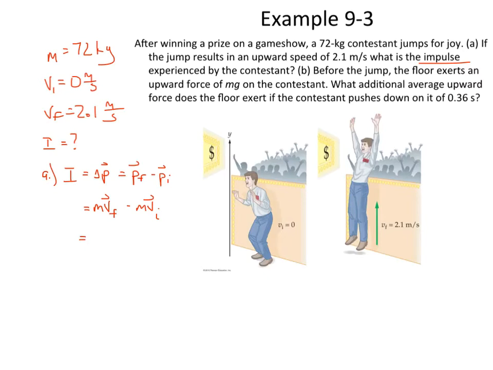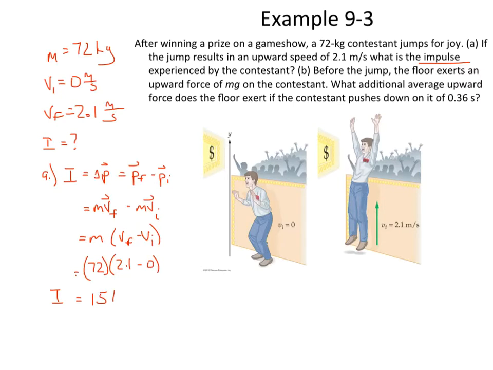So what values do we have for that? Well, I'm just going to factor out the m. It's going to be m times v final minus v initial. Change in velocity, mass times change in velocity. And that's going to be 72 kilograms times final velocity, 2.1 meters per second minus 0. That's just going to be 2.1 meters per second. So what's that going to be for our impulse? I get 151.